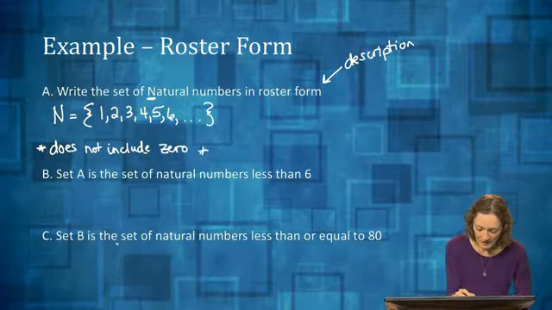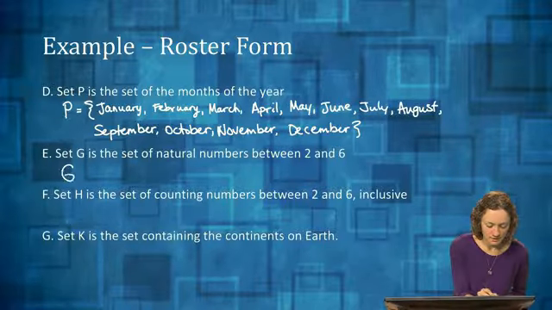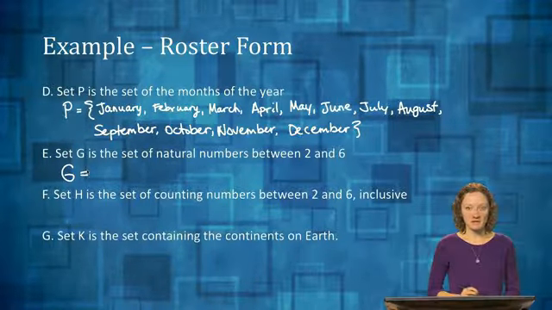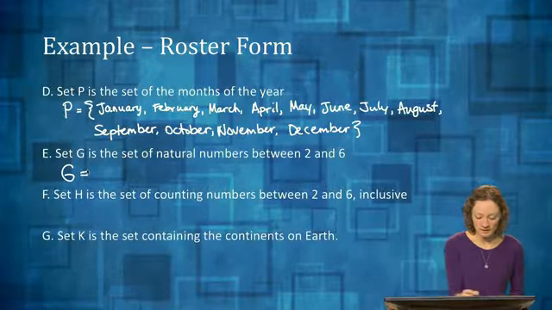All right, a couple more. The next one, set G is the set of natural numbers between 2 and 6. We're going to roster form, so we have G equals inside the brace. We want natural numbers, we know what those look like, between 2 and 6. Everything between 2 and 6 would be 3, 4, 5. It doesn't say that 2 and 6 are part of the picture.